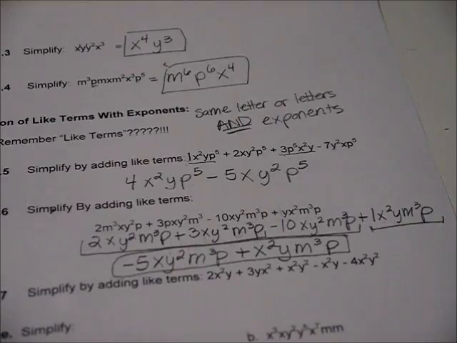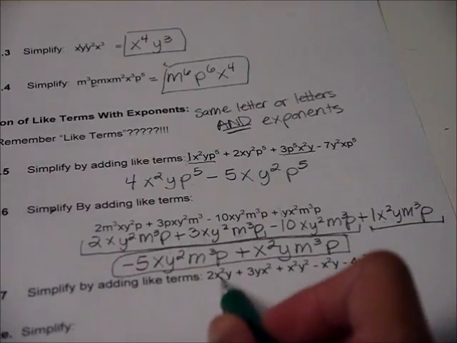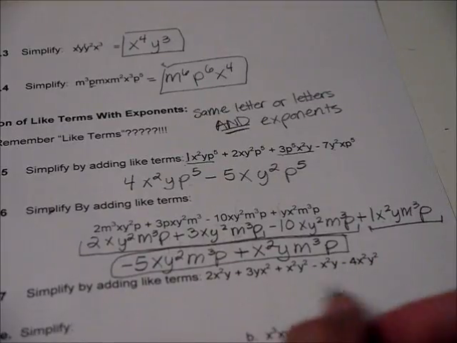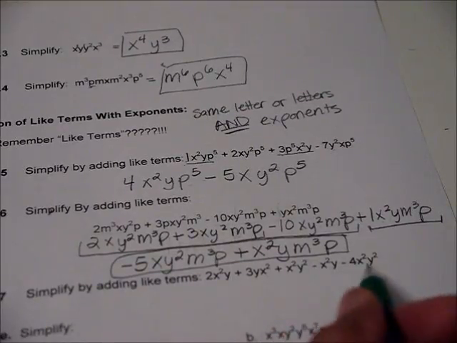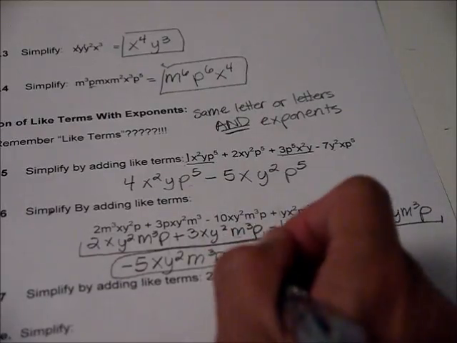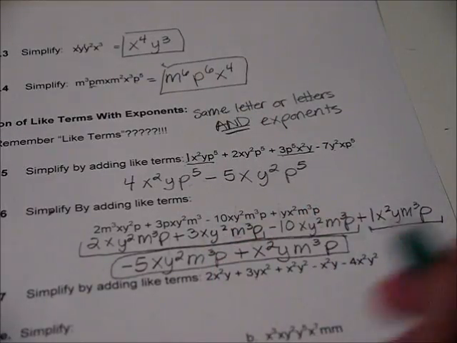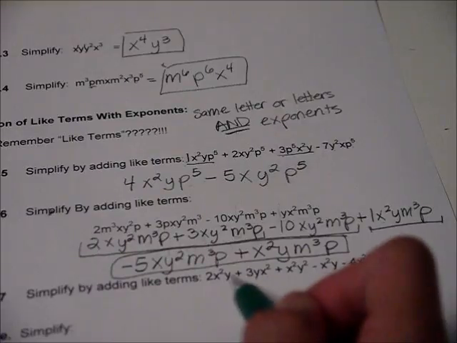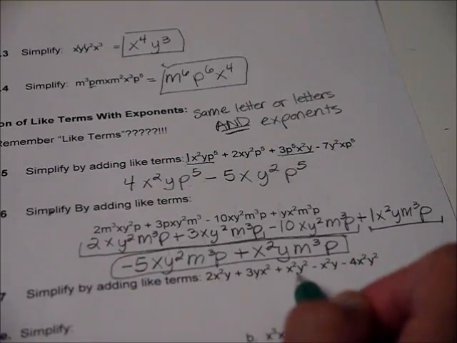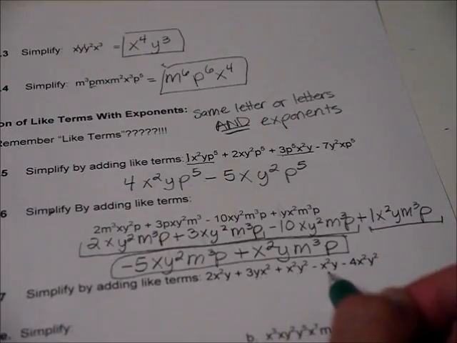Example 7. Again, add like terms. Notice they changed the order. The y is in front of the x here. Here's the x in front. Everybody's got the x in front except for this one. So that's really 3x squared y. Okay. So here's an x squared y. Here's an x squared y. X squared y squared. So that's not going to play. Here's an x squared y. X squared y squared. Okay.